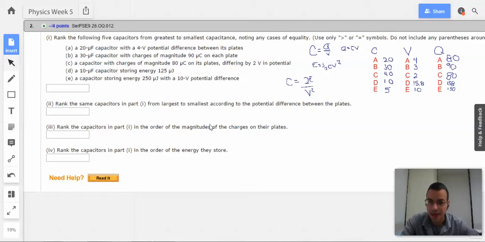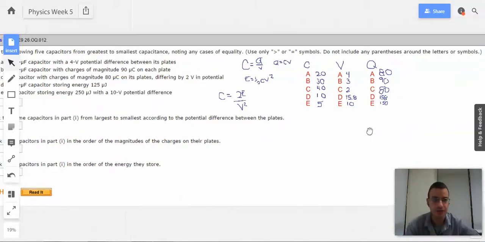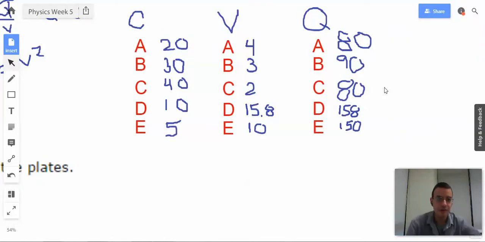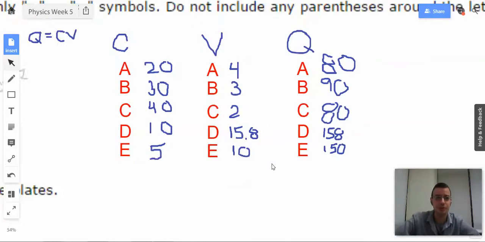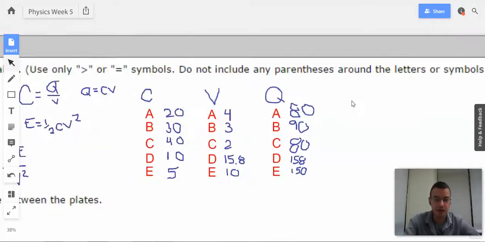So magnitudes of the charges on their plates. Rank the capacitors in part 1. Magnitude of charges on their plates. Okay, we got this. So I'm going to say D, E, A equals C. Oh no, I missed B. All right, D is greater than E, which is greater than B, which is greater than A, which is equal to C. All right.